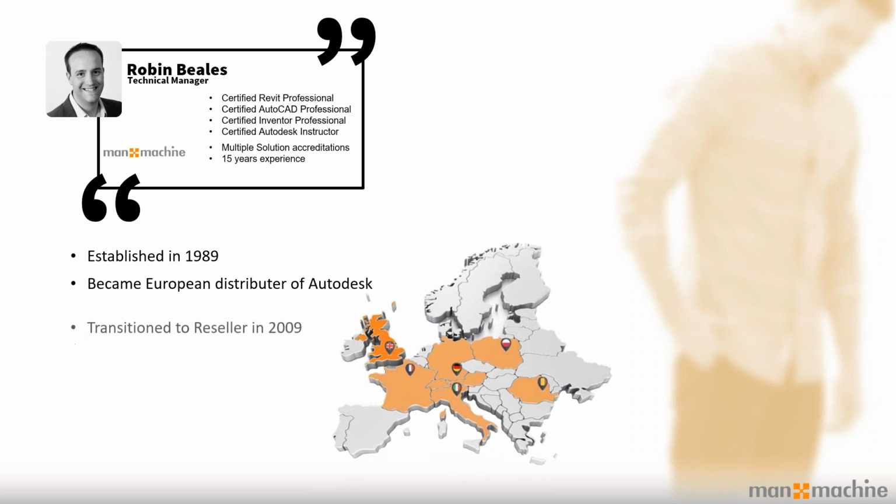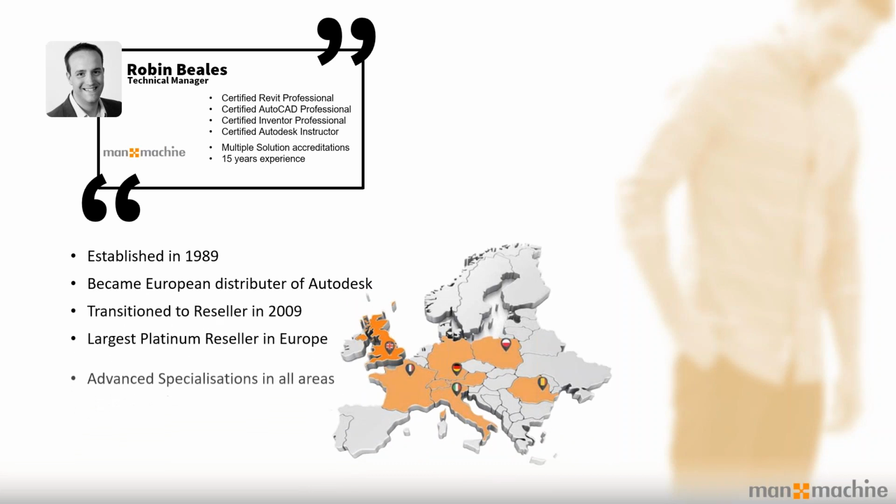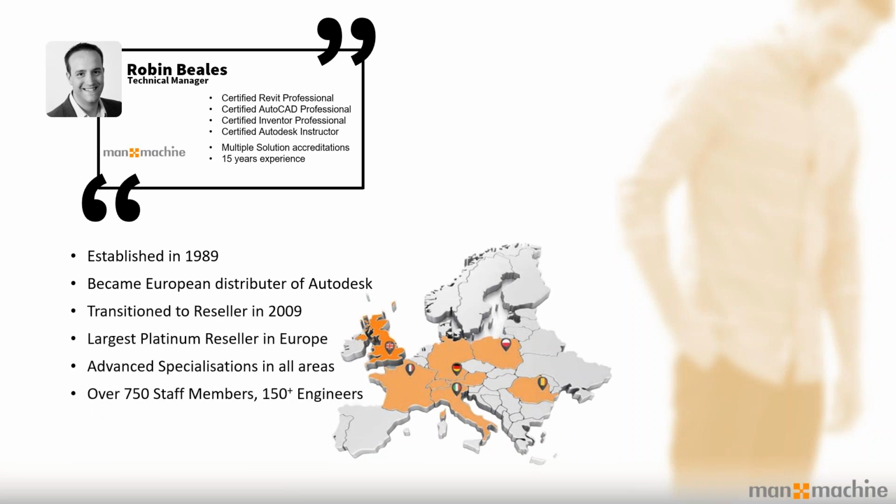And a little bit about the company. I'm guessing most of you know us. We are the biggest platinum partner across Europe for Autodesk. We became a reseller in 2009 after being a distributor for many years, and we have advanced specializations across the board on the Autodesk side of things, with over 750 staff members and over 150 engineers across Europe in several different locations.